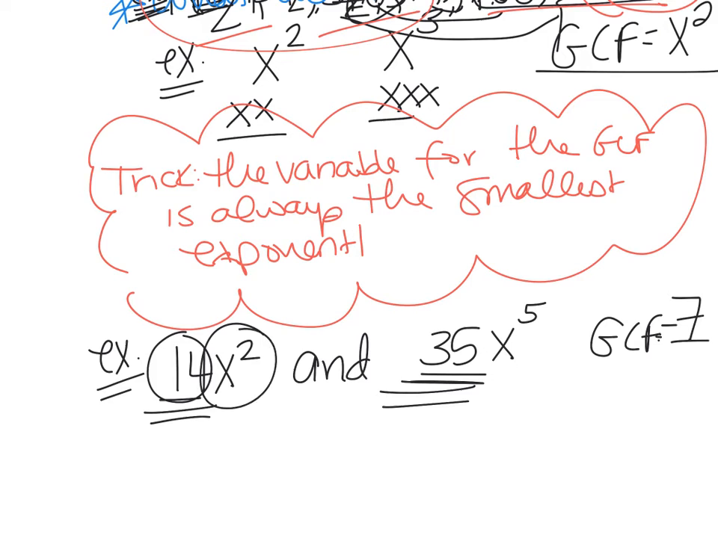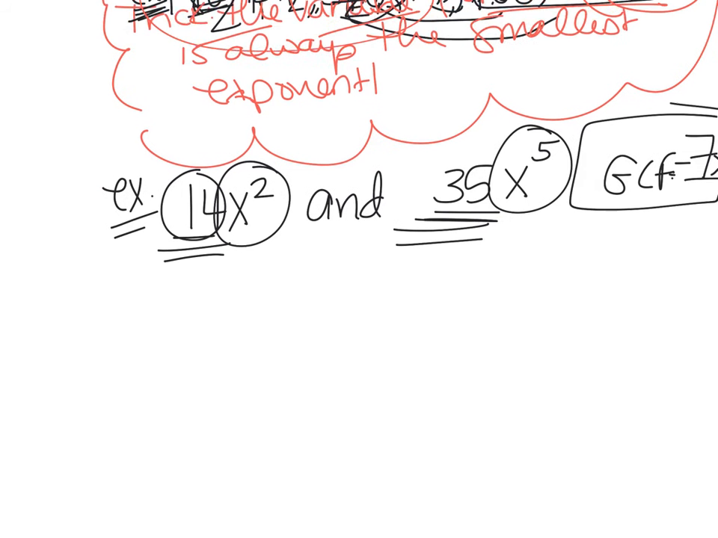And now I'm going to look at my variables. x squared and x to the fifth. I'm going to do my trick. The smallest exponent is x squared. So 7x squared would be my GCF.